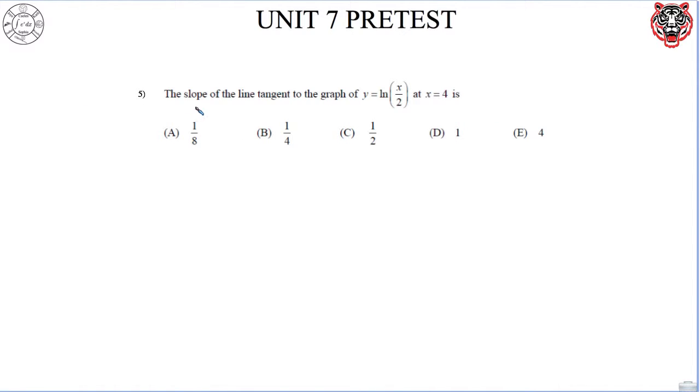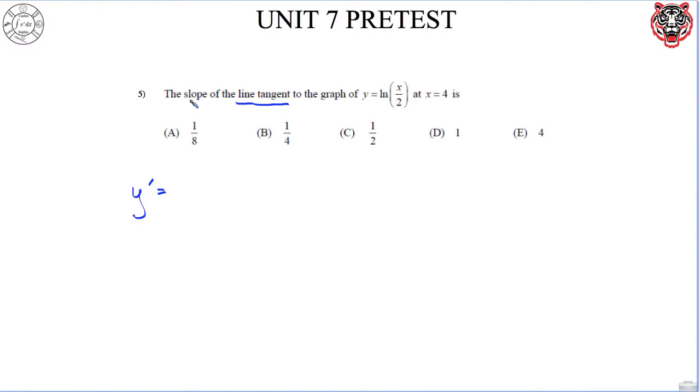All right, number 5. The slope of the line tangent to this graph at x equals 4 is... Line tangent means we're taking what? The derivative. So we need to find y prime. Oh, I was trying to do the whole box. I thought it was the y minus. That's the equation you use when you're looking for the equation.